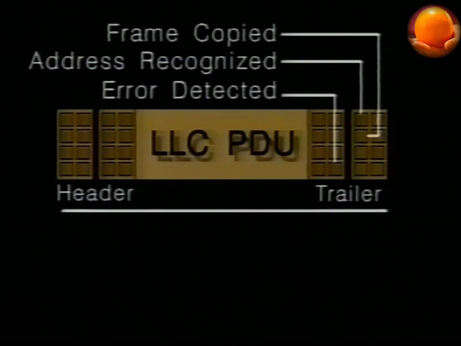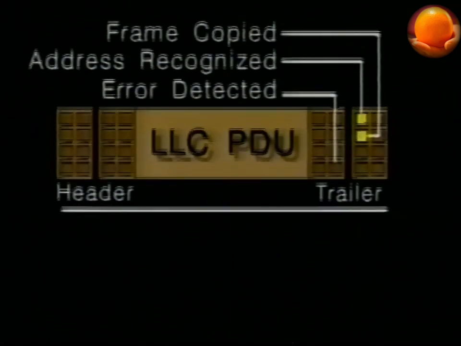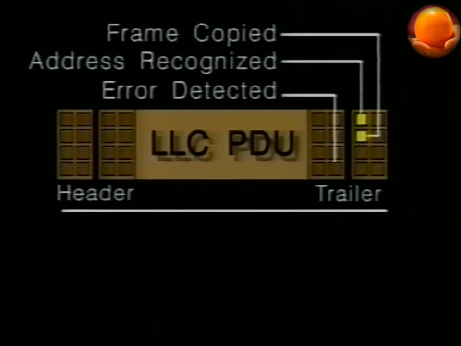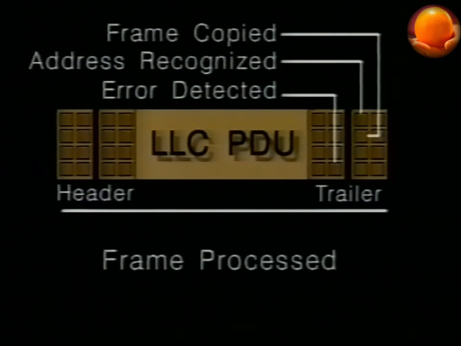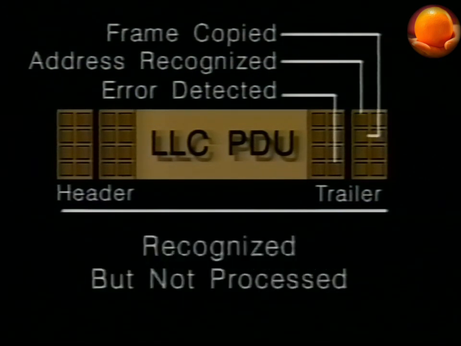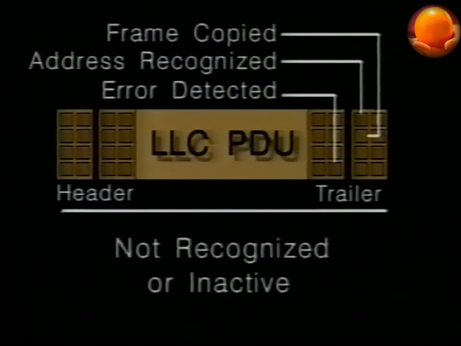Different combinations of the address-recognized and frame-copied bits allow the source station to differentiate between different circumstances. For example, the frame was processed, or the destination station recognized the frame as being addressed to it, but was unable to process it. Or the destination station either did not recognize the frame or the station is non-existent or inactive.